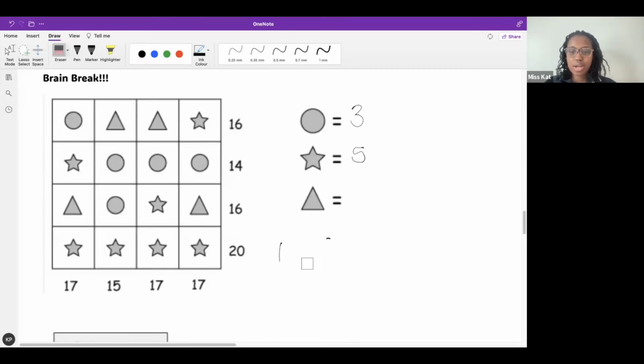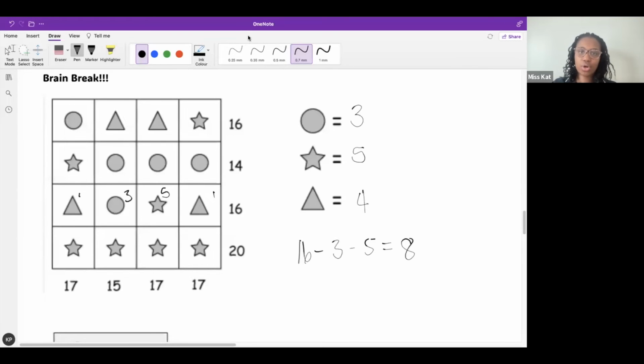Mpo says triangle is 4. Okay, where's my triangle? Where should I go? Okay, it actually doesn't matter. So here it's going to be 2 triangles plus 3 plus 5. So let's say 16 minus 3 minus 5. That gives you 8. And if you divide it by 2, that means it's 4. Well done, guys. Well done. Beautiful, beautiful, beautiful.